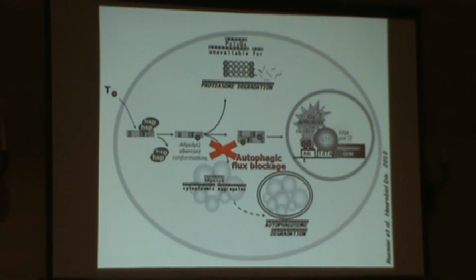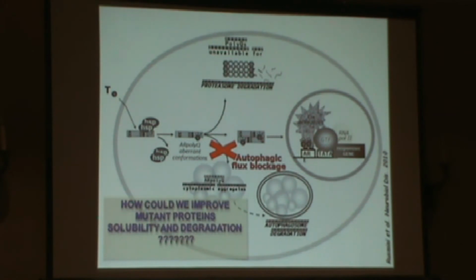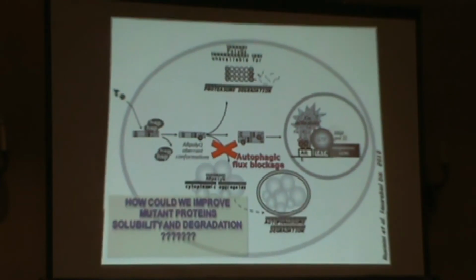What is emerging is that there may be a problem with the clearance of the mutant proteins by the autophagic system. There are several data showing that the autophagic system cannot efficiently remove these species. A lot of work has been done by several other people working on SBMA in this field. We believe that if we can facilitate in some way the restoration of correct autophagic flux, we may facilitate the removal of these misfolded proteins from the cells, and it can be beneficial. So the question is, how can we improve the solubility and degradation of the mutant proteins?